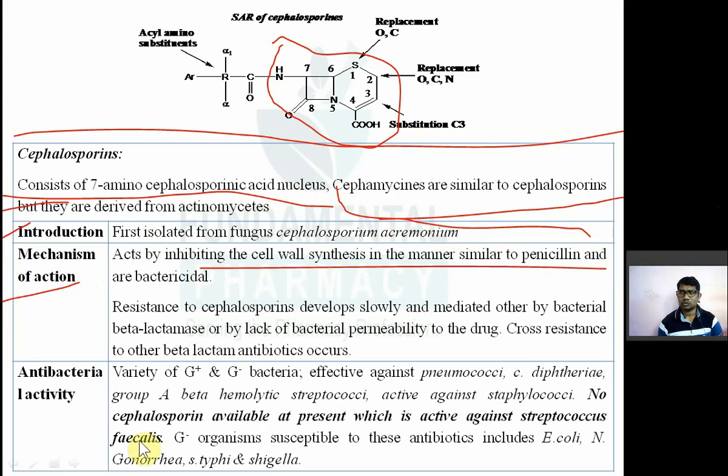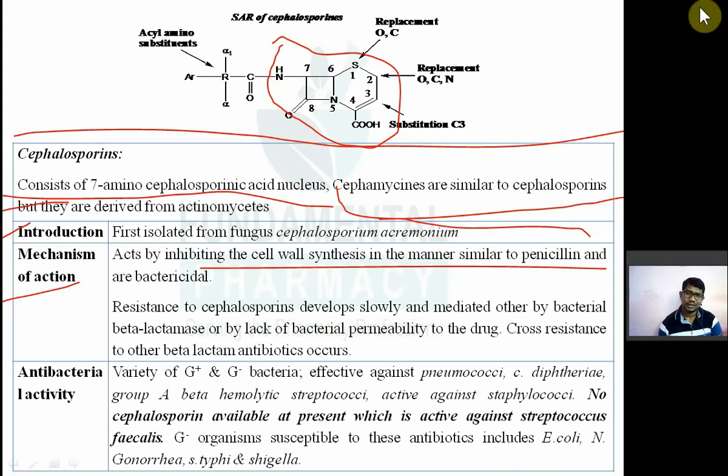In a similar way to penicillins, they attach to penicillin binding protein, which is nothing but the transpeptidase enzyme, and inhibit it. This prevents the synthesis or cross-linking of the peptidoglycan layer in the cell wall of bacteria. That's how bacteria will die. So cephalosporins act in a similar way to penicillin.